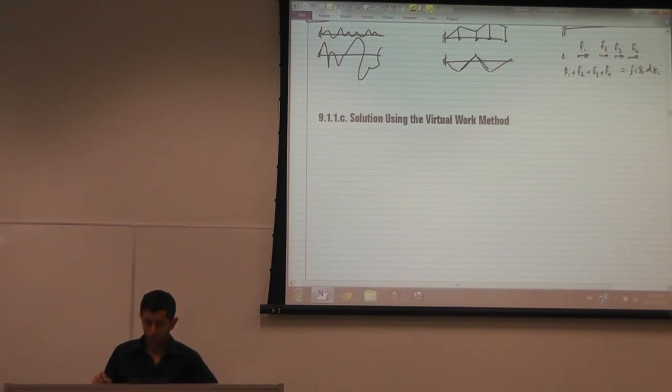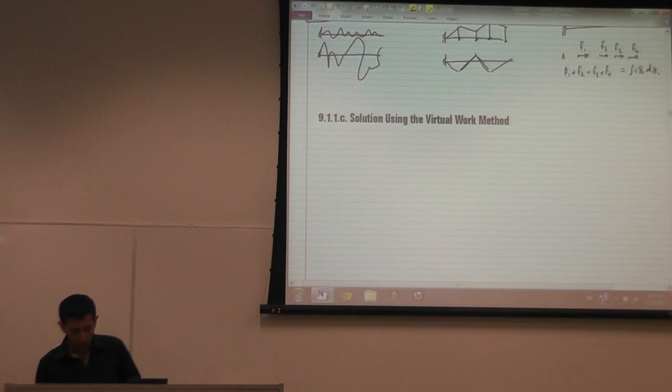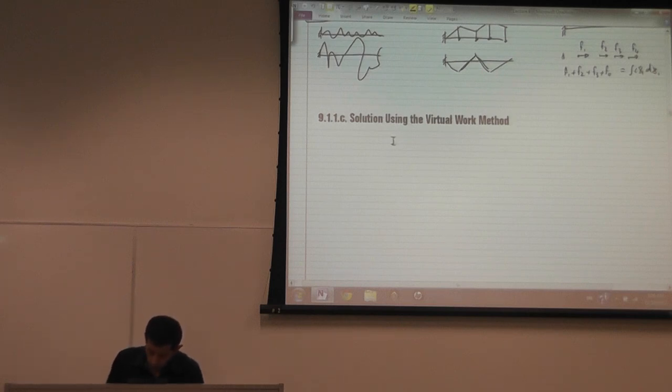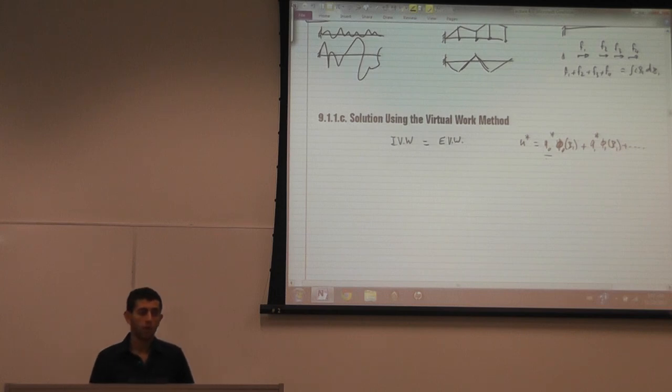We can also utilize the virtual work method to come up with the same equations. And the virtual work method, if you remember, was solving the following set of equations: the internal virtual work is equal to the external virtual work. When you assume that your virtual displacement is a function of those virtual unknowns, by taking the multipliers of those virtual unknowns on the left and equating them to the multipliers of the virtual unknowns on the right, we were able to get a system of equations that allows us to find the actual unknowns, which were A0, A1, and so on.